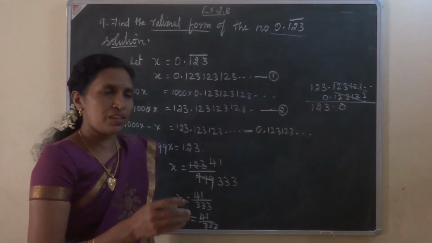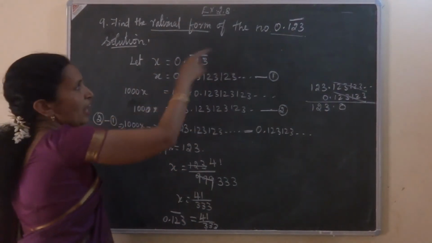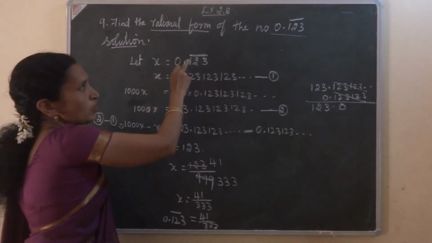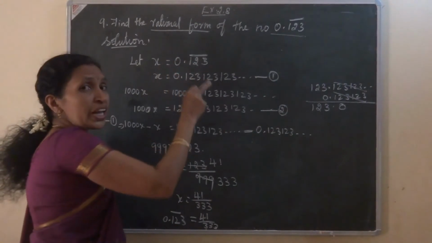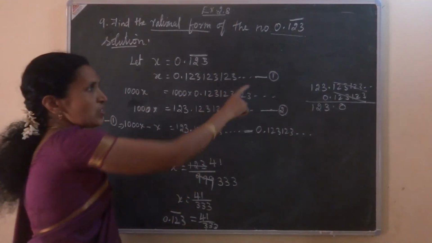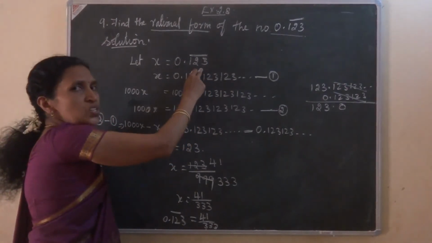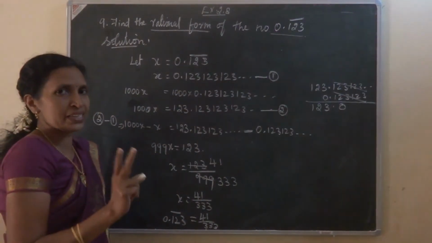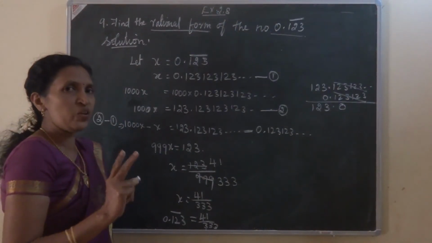Okay, you have to write 0.123 bar as P by Q form. Okay, for that first you take the given value as x equal to 0.123 bar. Bar means 1 2 3 repeatedly will come. Okay, so 1, 2, 3, 1, 2, 3, 1, 2, 3, so on. That is equation 1. Next, here 3 digits is in the bar, so 1000x. Suppose 2 digits in the bar, only 100x enough. 1 digit means 10x enough. 4 digit means 10,000x. Like that you have to consider.